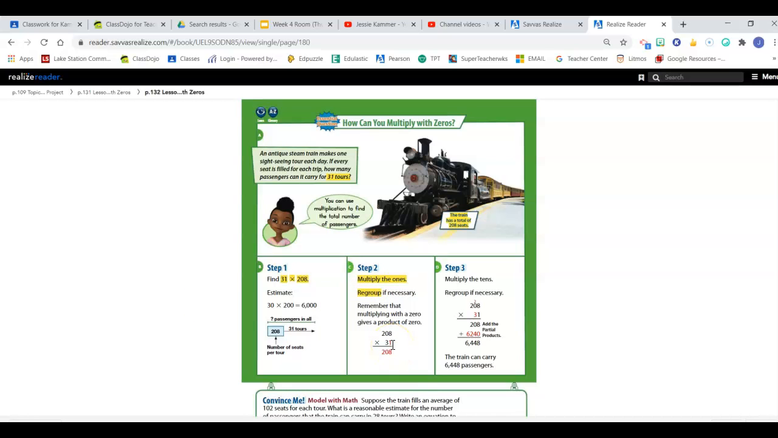So I'm going to go through the ones digit. 1 times 8 is 8. 1 times 0 is 0, so I'm going to put a 0 down. And 1 times 2 is 2.